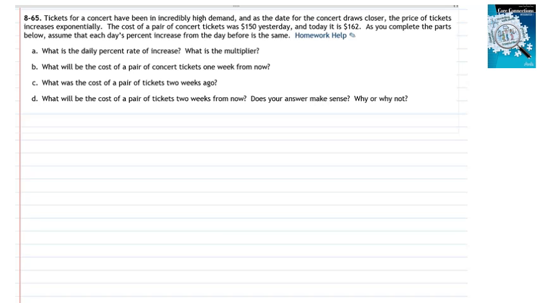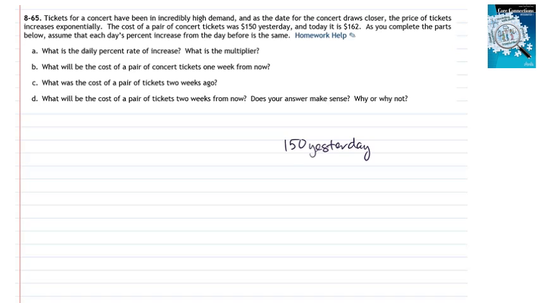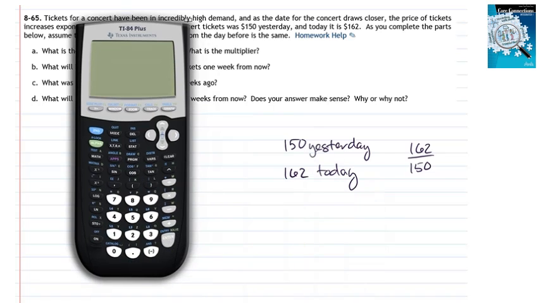Okay. You know what? From that information alone, I'm thinking we could figure out the multiplier, right? So what does it say? It says the cost of the pair of tickets was $150 yesterday. And today, it's at $162. So it's definitely a percent increase, but what percent increase? You know, if I take 162 and divide it by 150, well, that is, yeah, let's see, 162. Let's turn on the calculator. 162 divided by 150.